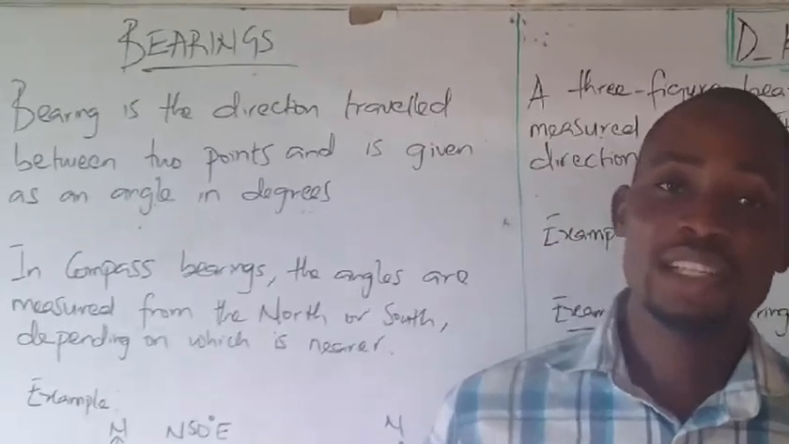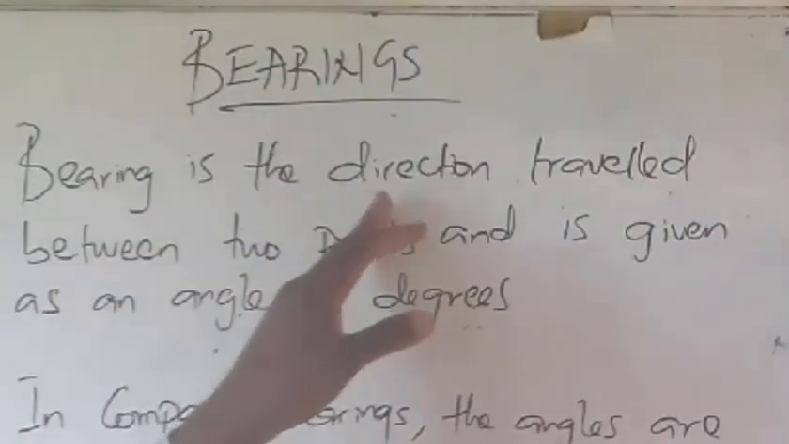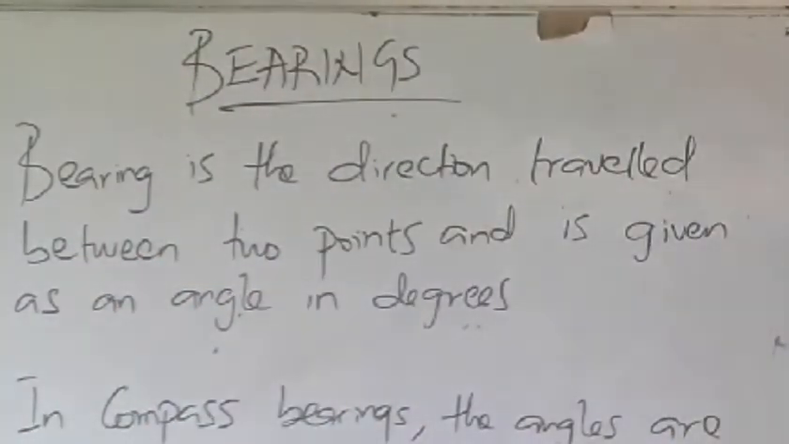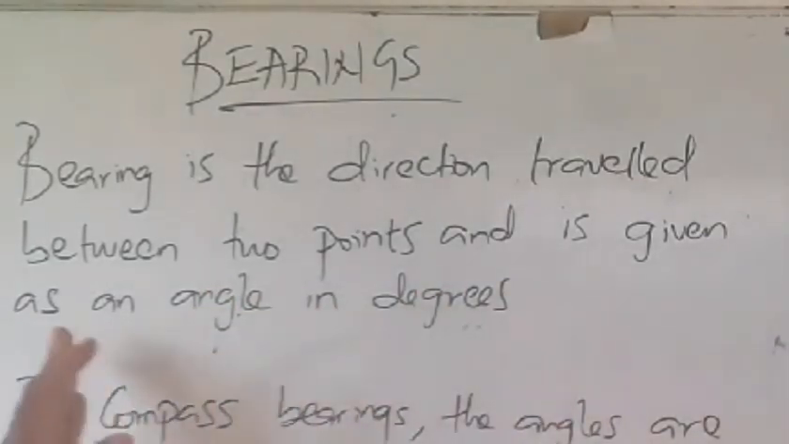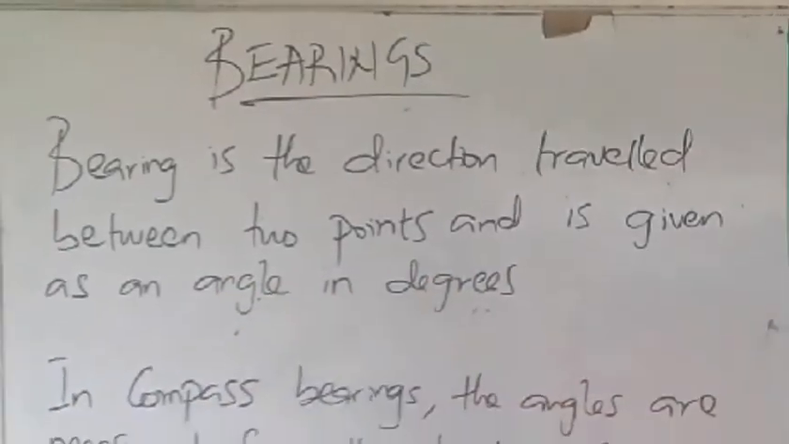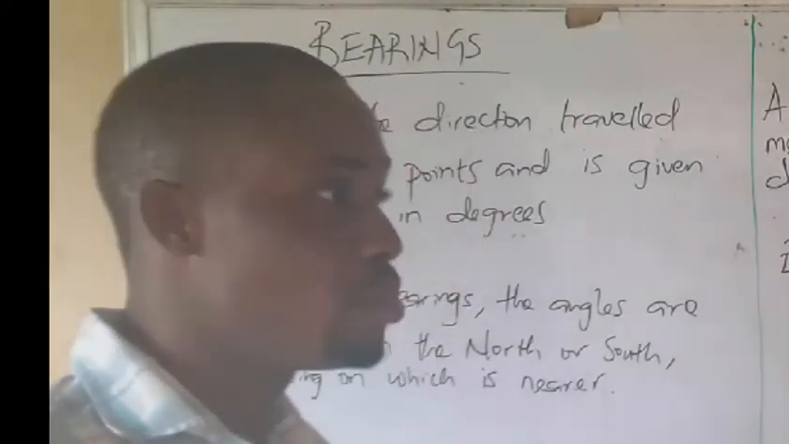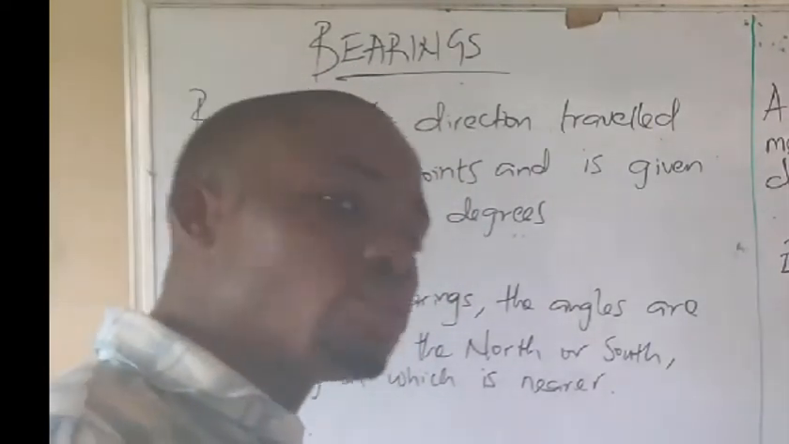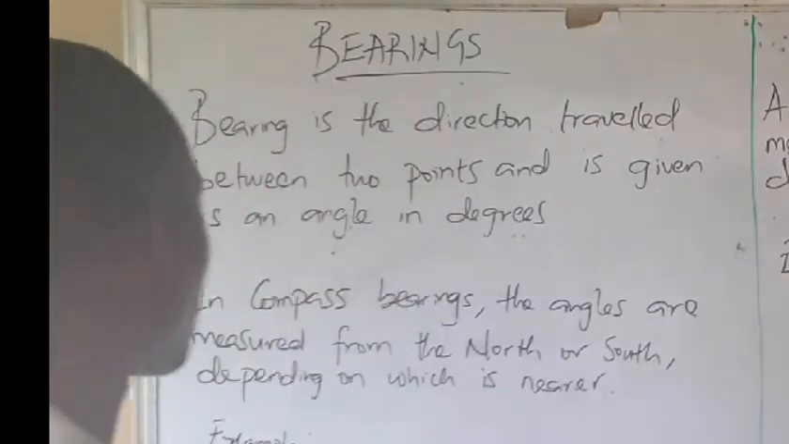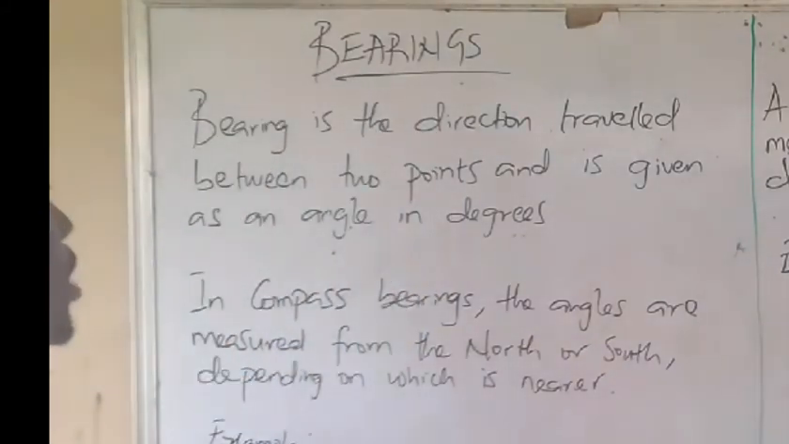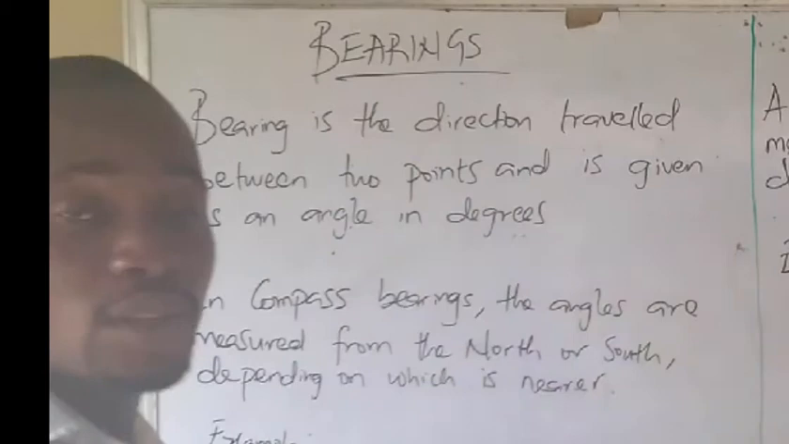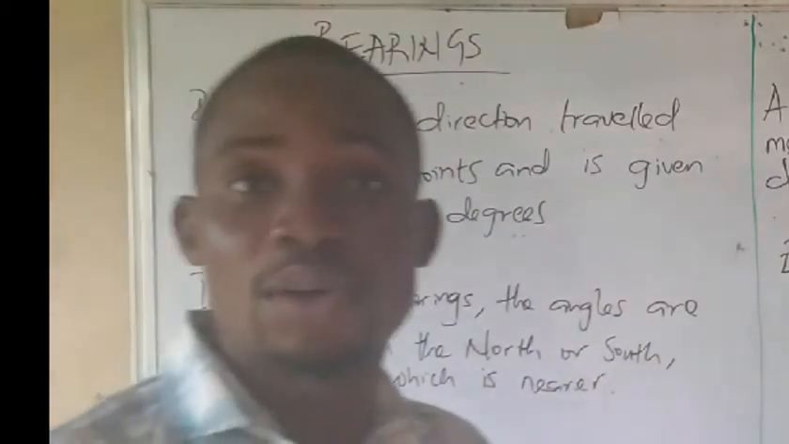In today's video we'll be looking at bearing. Bearing is the direction of travel between two points and is given as an angle in degrees. In our last class we looked at angle of elevation and depression, but today we'll be looking at another diagrammatic topic, bearing. Under bearing we have two different types: the compass bearing and the three-figure bearing.